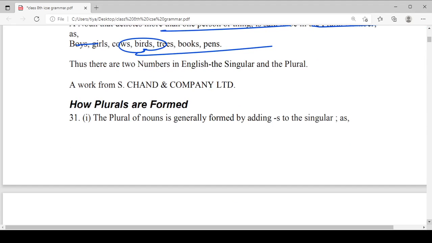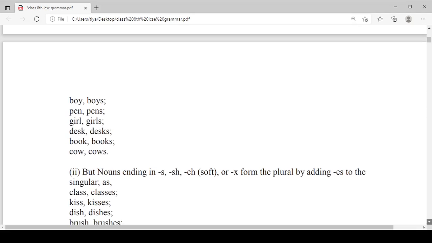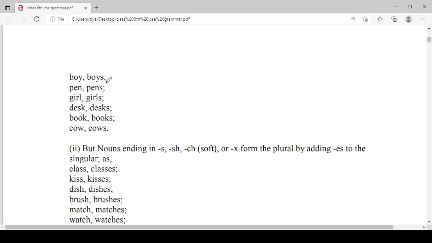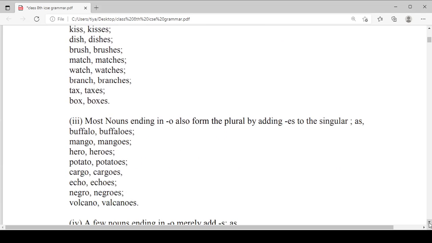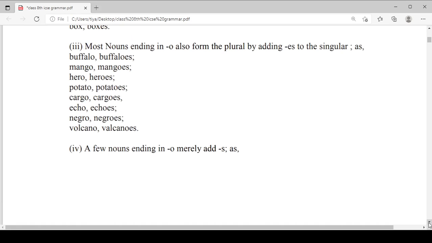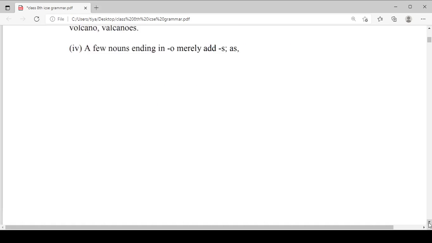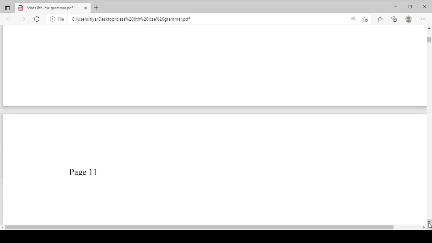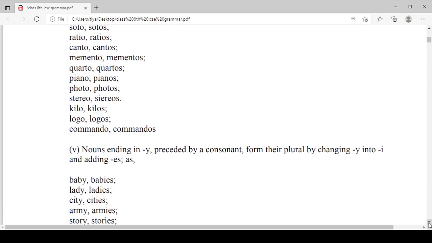And how are plurals formed? As I told you, sometimes we just need to add s or es, like boy, boys; pen, pens; girl, girls; desk, desks; book, books. Most nouns ending in o also form the plural by adding es or s, like buffalo, buffaloes; mango, mangoes; hero, heroes; potato, potatoes. Just don't waste your time on this kind of list, just read and move on.